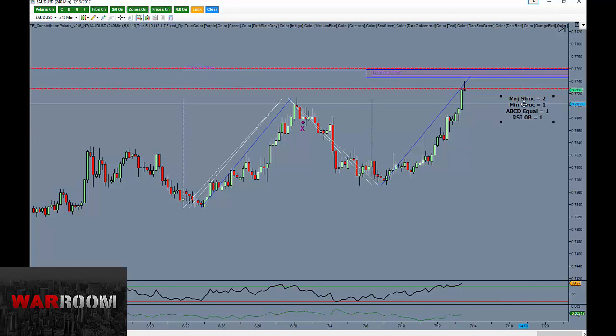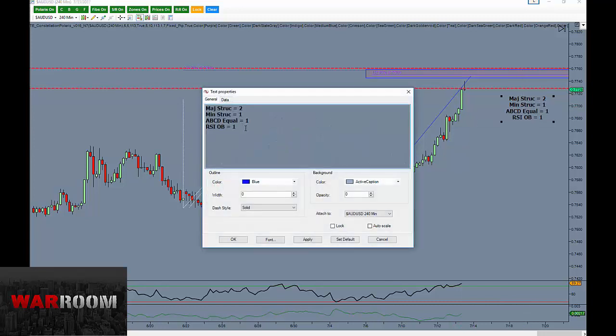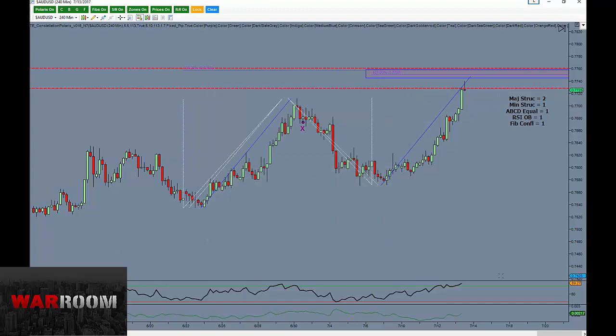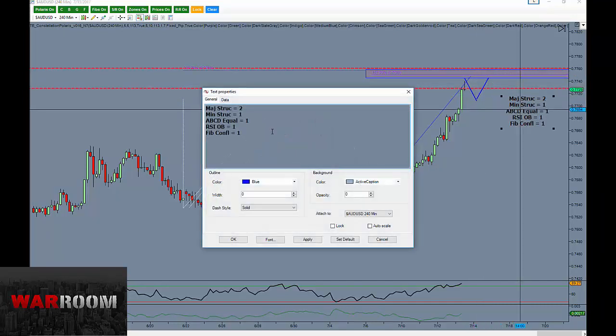So that brings us on to the next one. We've got a little fib cluster here. It's just fib confluence, right? The next thing you can do, because RSI has gone overbought, we can start to look for a double top. And if we get a double top at this level, you can give yourself another point. You might just be waiting for a double top entry now.